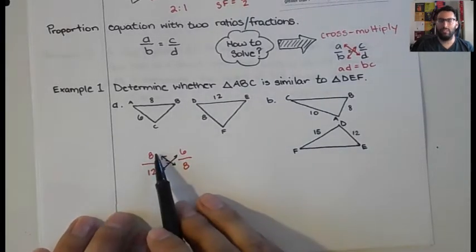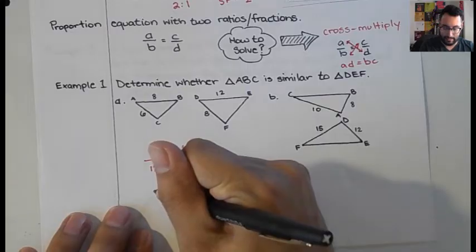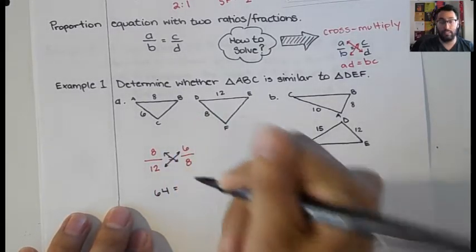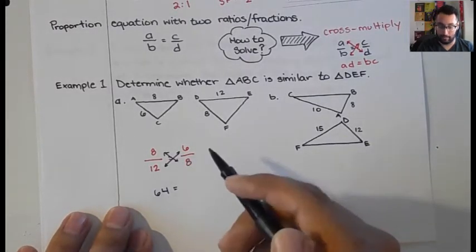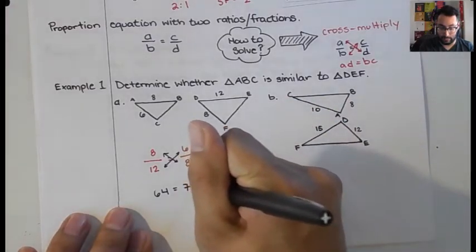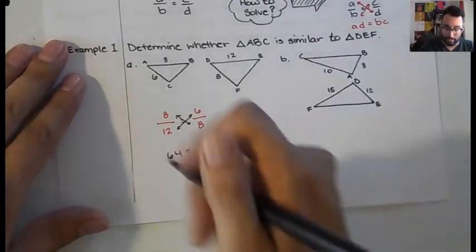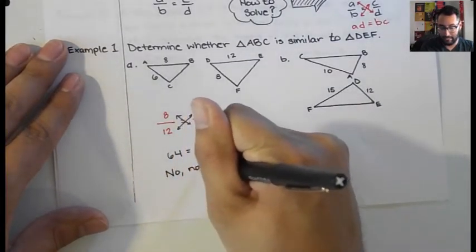I normally start with the top left. So we're going to multiply 8 times 8. Well, 8 times 8 is 64. Always put equal to. Now it's going to be equal to 12 times 6. Now 12 times 6, if you're not sure what it is, just multiply it off to the side. But 12 times 6 is 72. Okay. Now, at this point, there's no simplifying. It's already simplified. We have 64 equal to 72. Since they're not equal, that means they're not similar. So I'm just going to put no, comma, they are not similar.